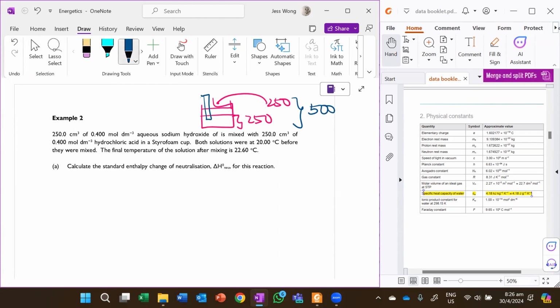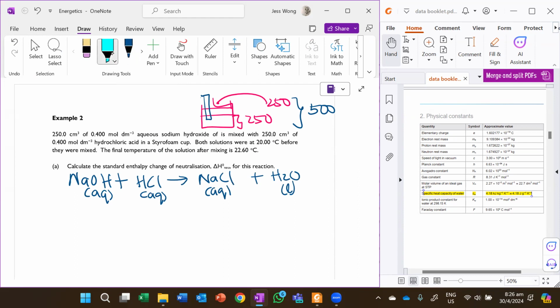Over here, the equation will be NaOH plus HCl to give me NaCl plus water. If you want, put in your state symbols. Right, so we find our temperature. The temperature was at 20 degrees and it went up to 22.6. That tells us this is an exothermic reaction, delta H negative, because the temperature of the surrounding increases. The delta T in this case is 2.6 degrees Celsius, which is also 2.6 Kelvin.